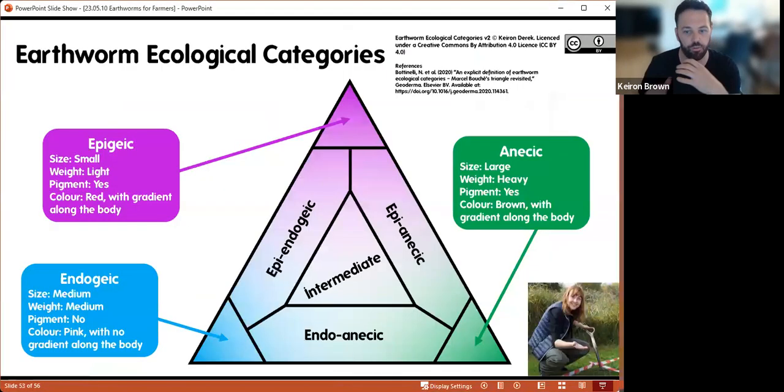Another thing that I want to raise awareness of, I mentioned these three ecological categories. The truth is it's much more complicated than that, and there are intermediate categories as well. And I'm working with Emma Sherlock at the Natural History Museum to look at how we better categorize the British and Irish species. And there'll be something coming out in the next few years about that as well.